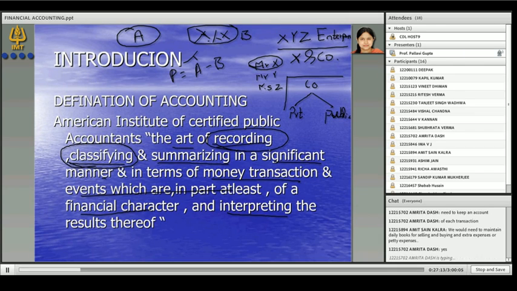And after interpreting the results thereof, that is, once I have prepared my profit and loss account and balance sheet, then I will interpret the results: whether my profits are sufficient, whether they are up to my expectation, and what needs to be done to improve these profits. Clear with this definition?